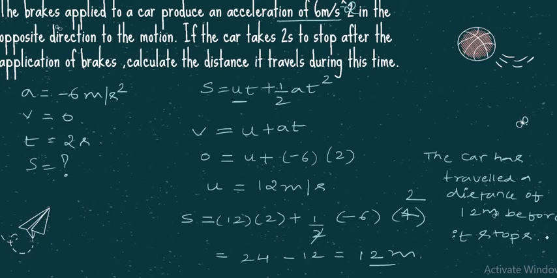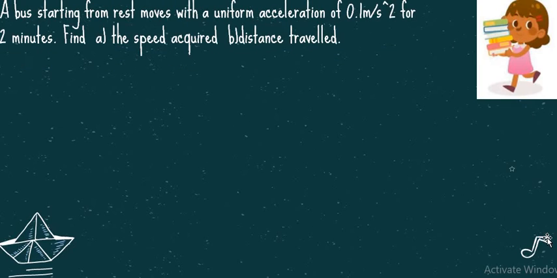This is how we can find the u value as well as the s value if we know the v value as well as a and t value. Okay, next problem. See, if you read it, you will understand, right? See, a bus starting from rest moves with a uniform acceleration of 0.1 meter per second square for 2 minutes. Find the speed acquired as well as the distance traveled.